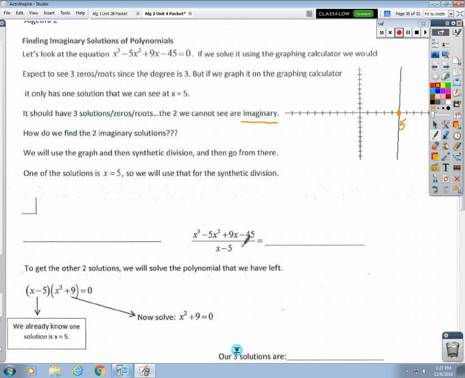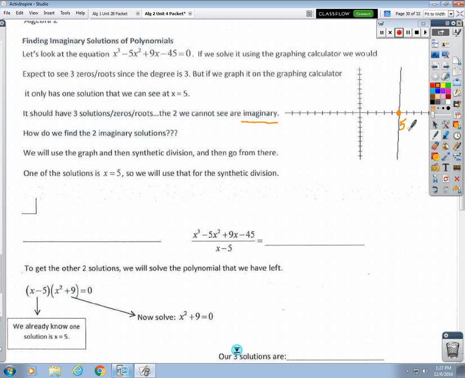So what this means is the other two solutions that we were expecting to see are imaginary. And today we are going to learn how to find the two imaginary solutions. Okay, so is everybody still with me? Everybody understands that the first thing we've got to do to solve this is graph it and find its real zero, which was at positive 5.